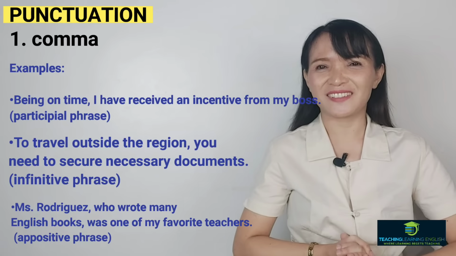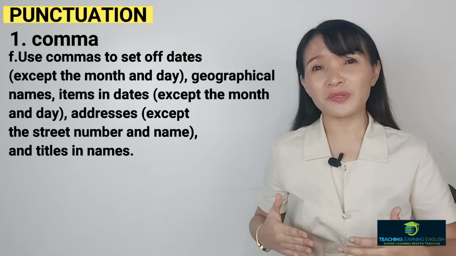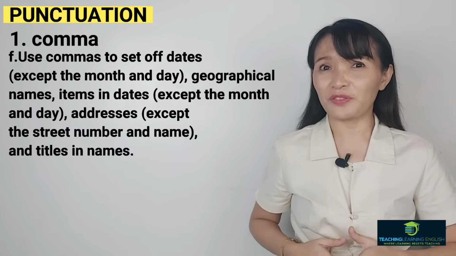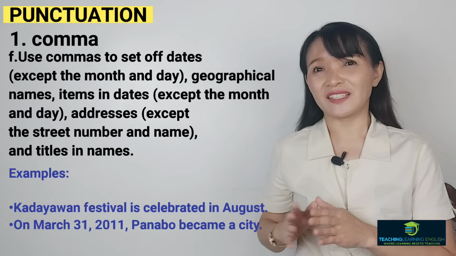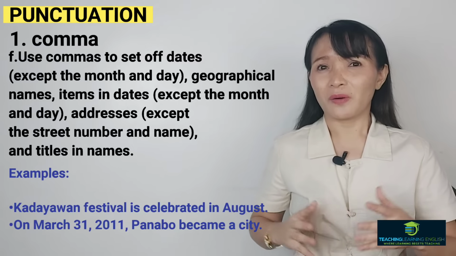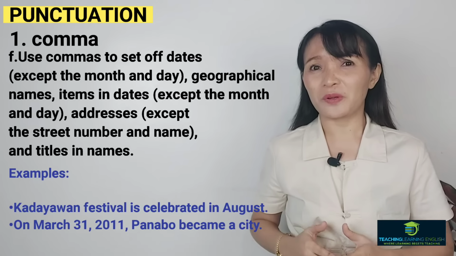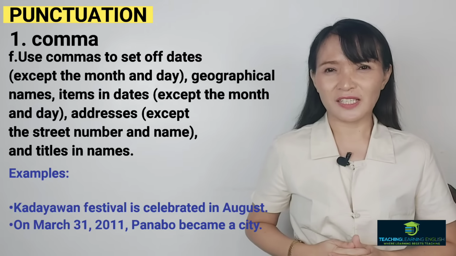I have no choice. The next one is use commas to set off dates except the month and day, the geographical names, items in dates except the month and day, or the addresses, the street number and names, and titles in names.